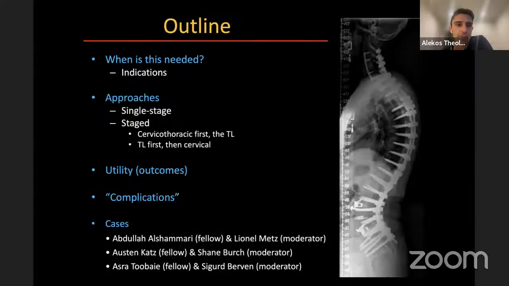individual to something like this. Approaches, if you are going to perform this single stage, when is it staged? Which one to potentially consider doing first, cervical spine, cervicothoracic, or thoracolumbar. And then talk about the utility, touching upon some very limited data on outcomes for this patient population, and then talk about things to look out for, quote-unquote, complications after these operations.